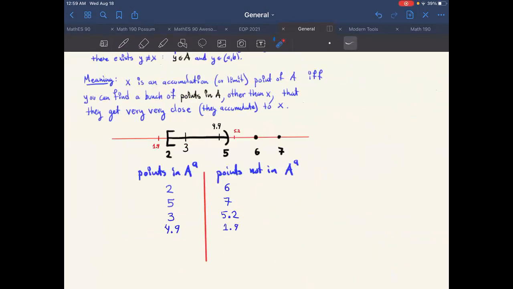So you can go like this and say, okay, I know. 5.9 is not. 0 is not. 8 is not. 9 is not. So what are yes and what are no's?